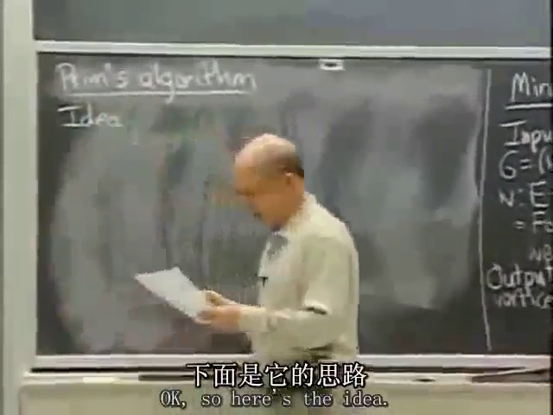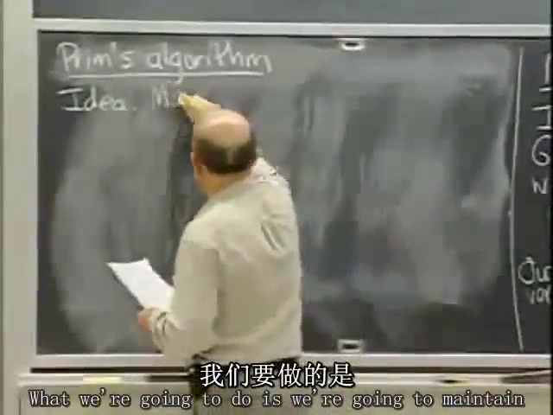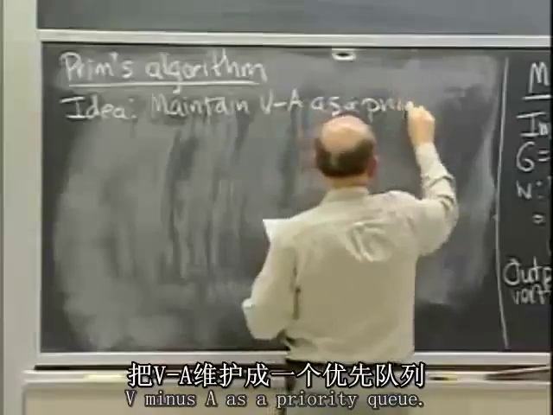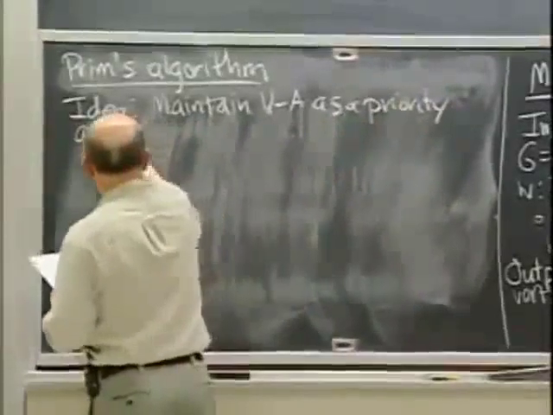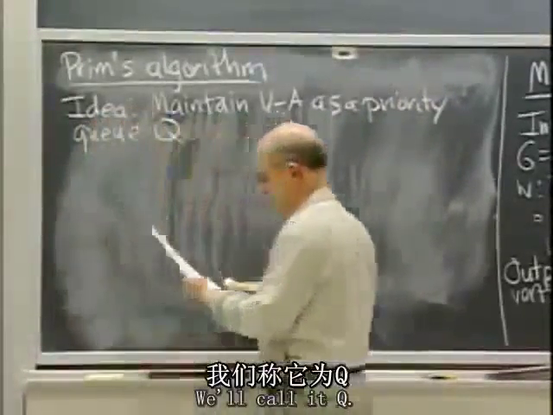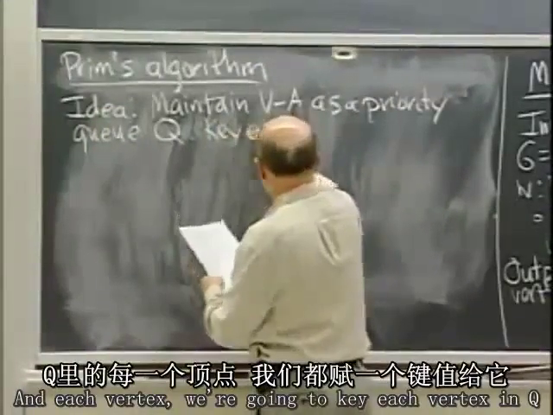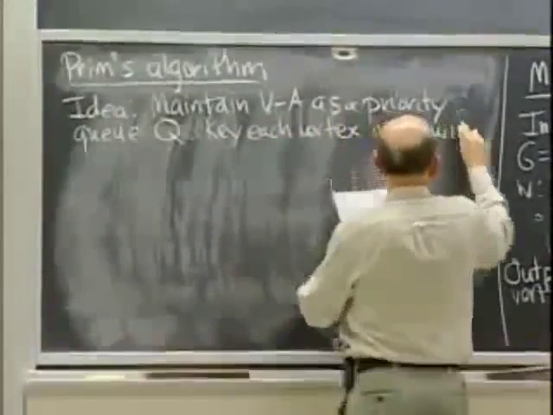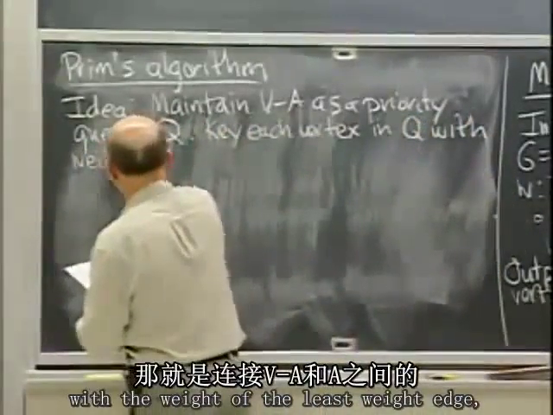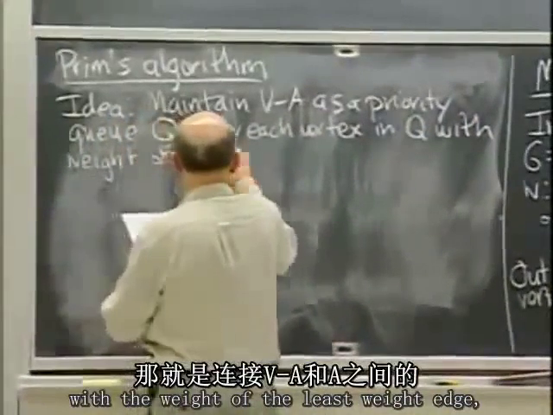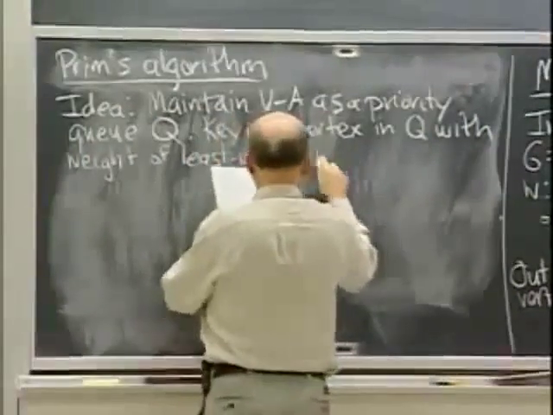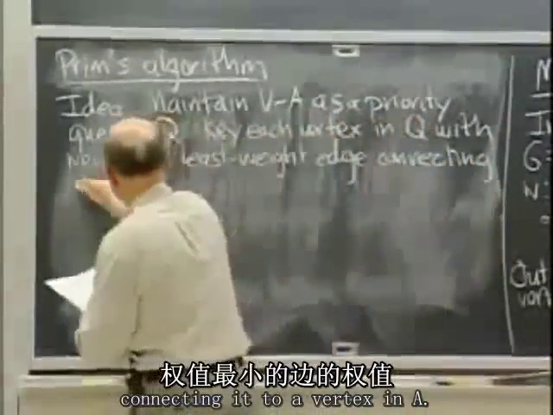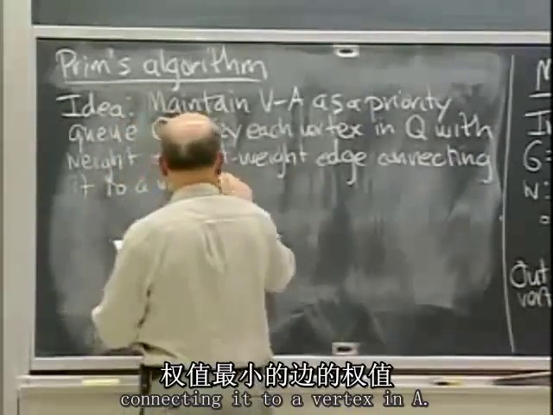Okay, so here's the idea. What we're going to do is maintain V minus A as a priority queue, we'll call it Q, and each vertex in Q we're going to key with the weight of the least weight edge connecting it to a vertex in A.